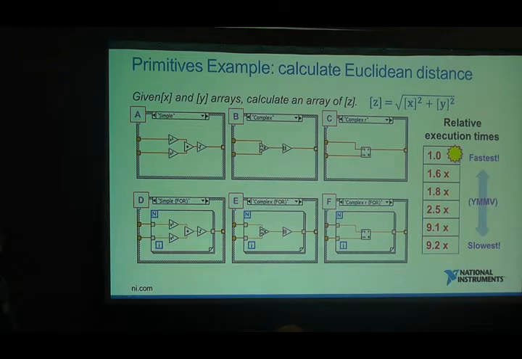And here are the scores. If we say the fastest is 1, some are 9 times slower, some are 2.5 times slower, 2 times slower, and so on. And I wonder if any of you could guess in what order the speed is here. Which one is fastest? C. Okay. Which one is slowest?